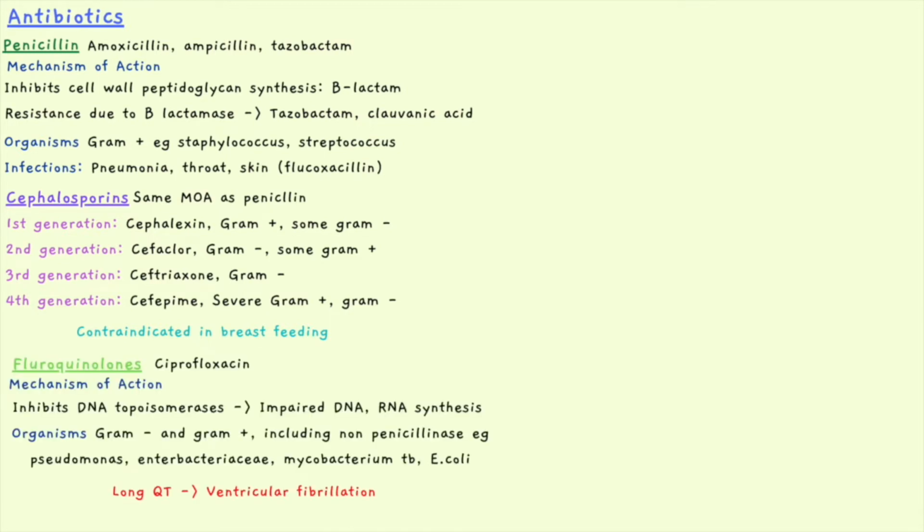Notably, these antibiotics inhibit cell wall synthesis, so cannot be used against bacteria without a cell wall, unlike the antibiotics we will now discuss. So fluoroquinolones such as ciprofloxacin inhibit DNA topoisomerases, so prevent the unwinding of supercoils to inhibit DNA and RNA synthesis. They can be used against gram-positive and gram-negative bacteria, and importantly against non-penicillinase bacteria, such as Pseudomonas, Enterobacter, Mycobacterium TB, and E. coli, that are not killed by penicillins. Importantly, they can cause long QT syndromes leading to ventricular fibrillation.